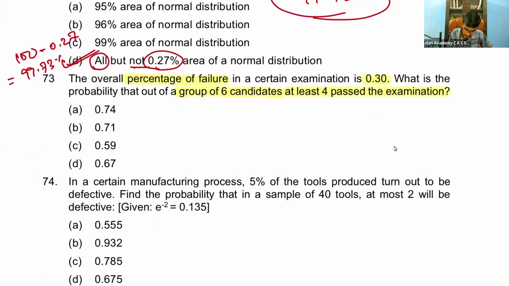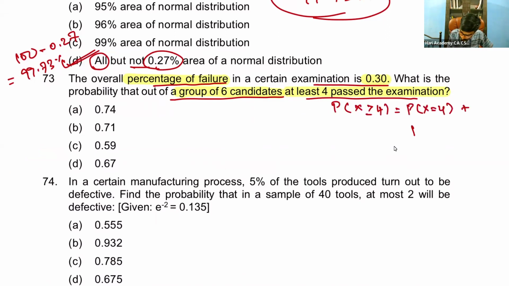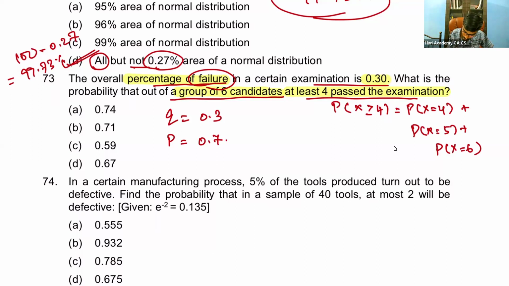Then 73. Overall percentage of a failure in a certain examination is 0.3. They are given failure. What is the probability that out of 6 candidates, at least 4 passed? So they are asking at least 4 passed. X greater than or equal to 4. It means P of X is equal to 4 plus P of X is equal to 5 plus P of X is equal to 6. Okay. Failure they are given, that is nothing but Q. Q is 0.3. Then what is P? P is 0.7. Okay. So what you need to do?